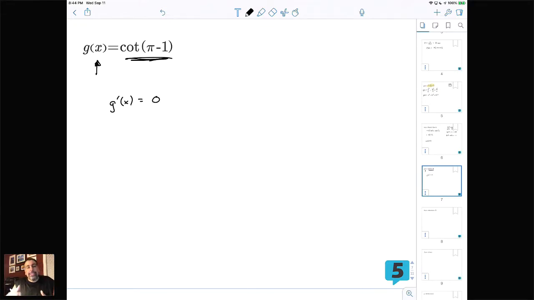And again, I'm setting students up for paying attention to who the variable is. That is going to pay off when we talk about implicit derivatives. It's going to pay off when we talk about integration. It's something they need to be made aware of. So that's why I like this problem so much.